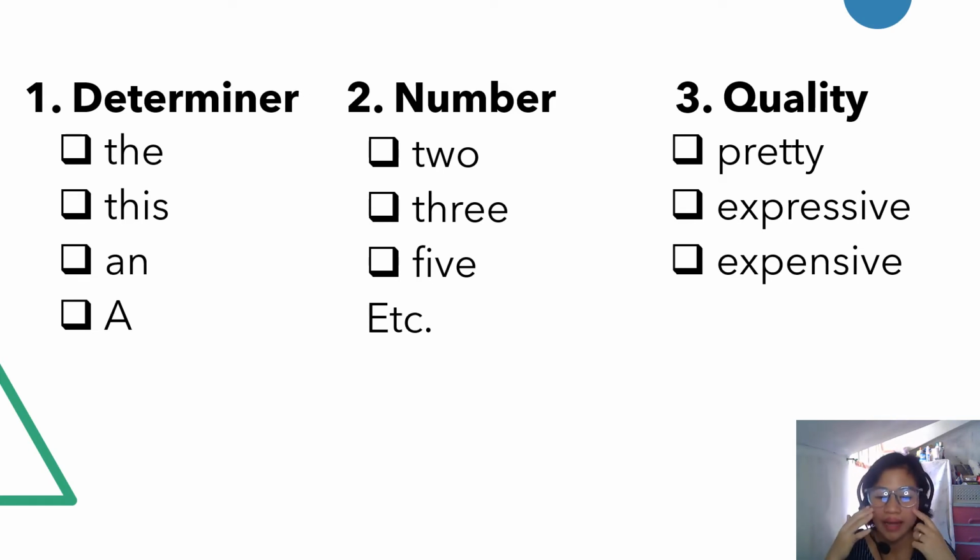Okay, so an expensive watch. It is opinion, expensive. Okay, an expensive watch. So it is opinion because it is just your thought, your own opinion. Okay, maybe for others it is not that expensive because they have money to buy it. But an expensive watch can be an opinion for you. Okay.